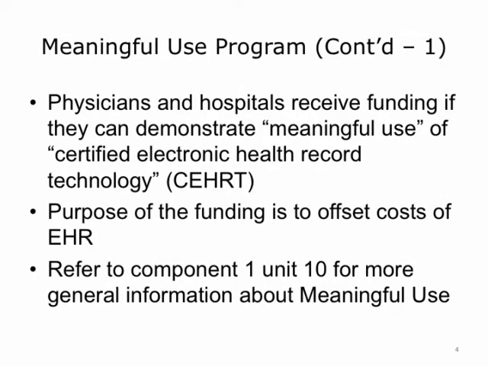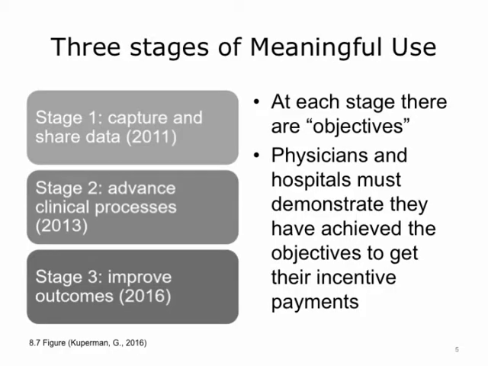The Meaningful Use Program said that physicians and hospitals could receive funding if they demonstrated the "meaningful use" of certified electronic health record technology. The purpose of the funding was to offset the costs of the EHR system that the provider organization would need to purchase. The Meaningful Use Program was divided into three stages.